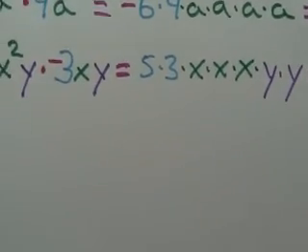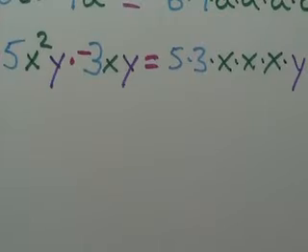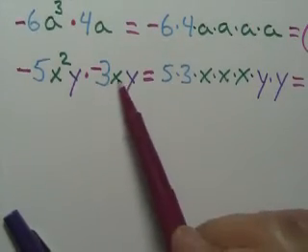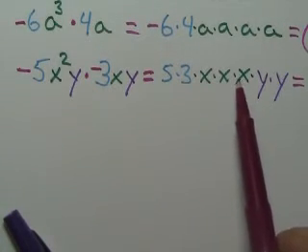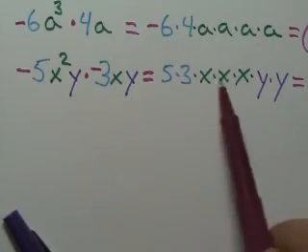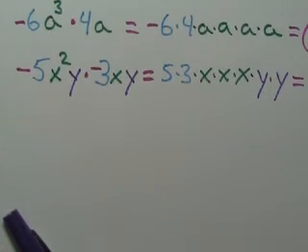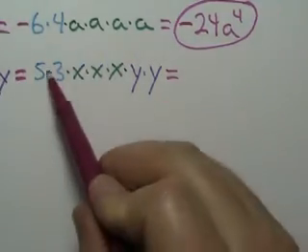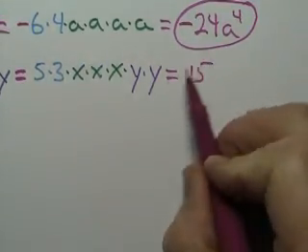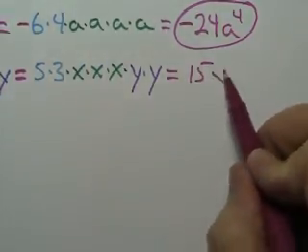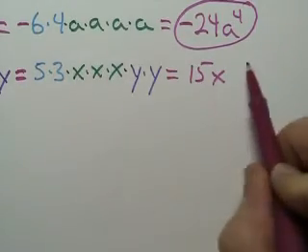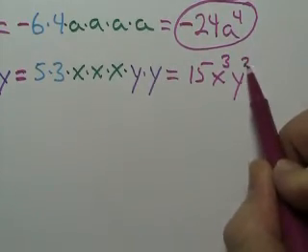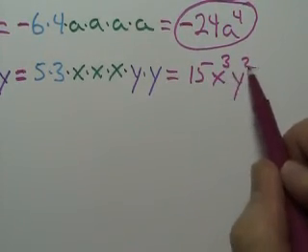So my answer is, let's see, 5 times... Hey, wait a minute. I think I forgot something here. Did I make a mistake? Okay, I'm good. Never mind. 2 x's and another one, and then 2 y's. I'm going to get paranoid here. All right, so let's see. 5 times 3 is 15. Then I have x, and I have how many? 1, 2, 3 of those. And the y's, I have 1, 2 of those. So it's x cubed, y squared.